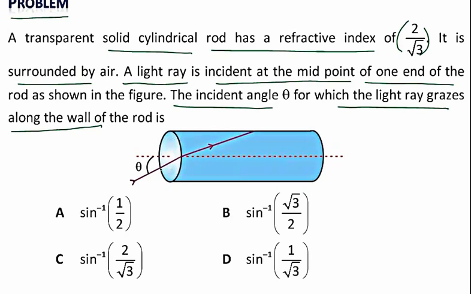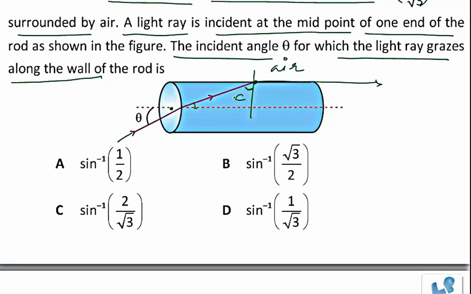Okay, now the situation is something like this. Let us say this ray which is incident at one of the faces at the center, after refraction goes through the rod, and once it is inside the rod, when it encounters this interface, that is the surface of the rod and the air, it grazes along the surface of the rod, which basically means that this angle of incidence inside the glass rod should be equal to the critical angle for the two mediums, that is glass and air.